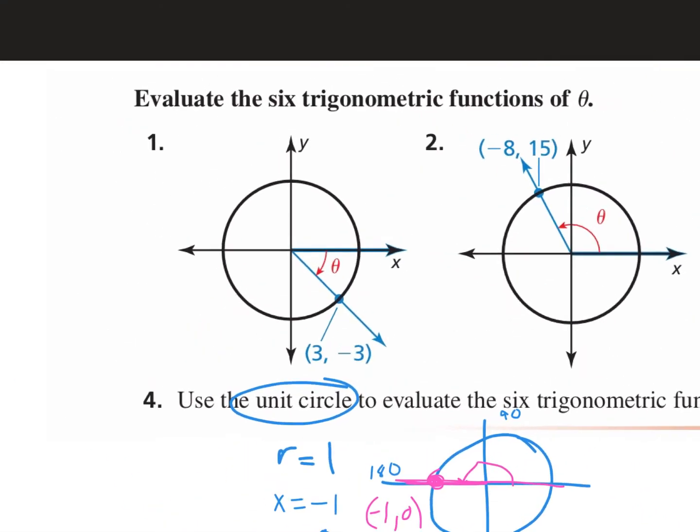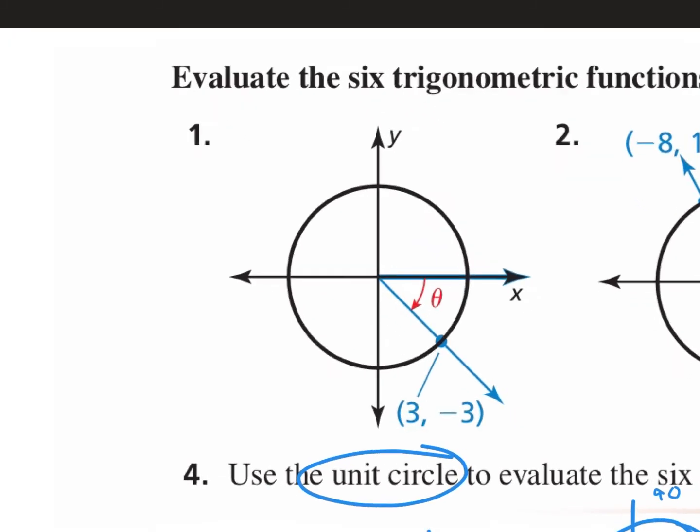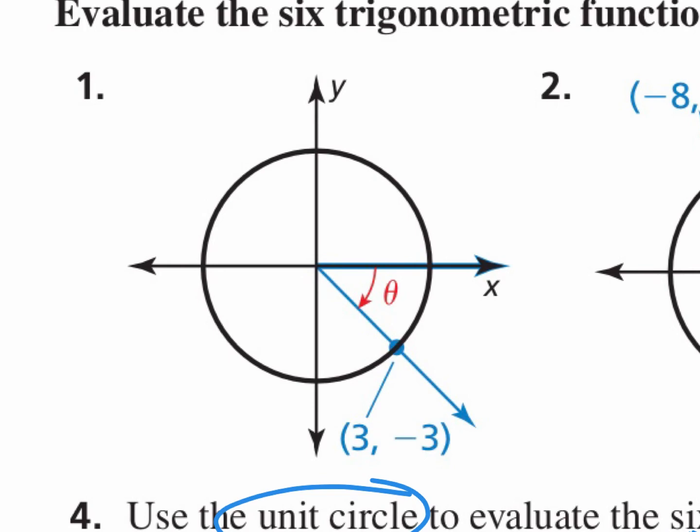Next, let's look at number 1. So here we have to figure out what our x, y, and r are going to be given the 1 point that it gives us, 2 values. So what's our x? 3. What's our y? Negative 3. How do we find r?